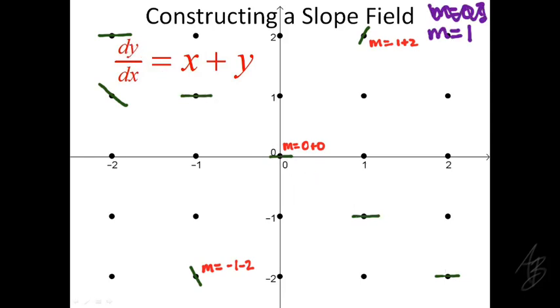We can also look for other patterns. We can look for where the slope is going to be 1. That's going to be anywhere that the x value is 1 greater than the y value, and that'll be along this diagonal here. And so we will draw those in, and looking for similar patterns, we can complete the slope field, and it looks something like this.